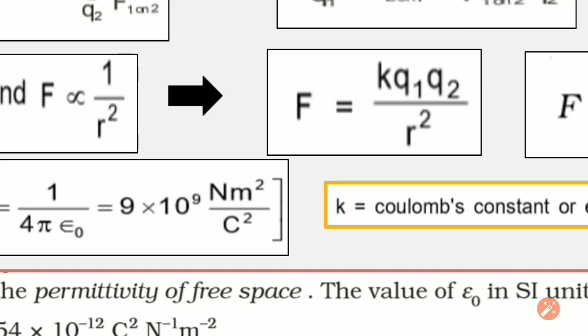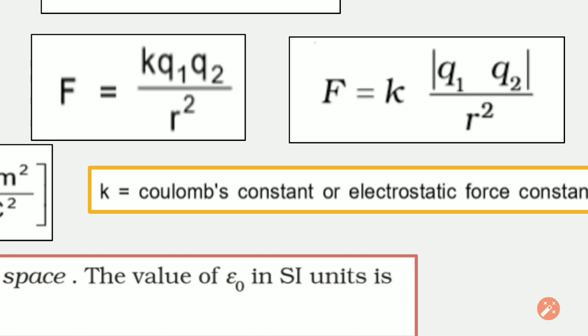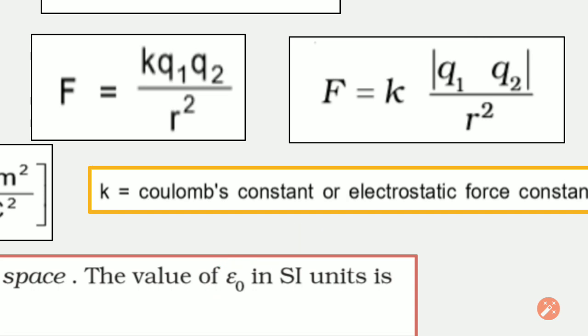This constant K is called Coulomb's constant or electrostatic force constant. We read this symbol as epsilon naught. It is called permittivity of free space. We have to discuss it in detail in the later part.